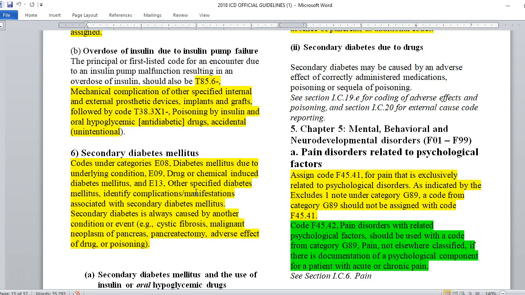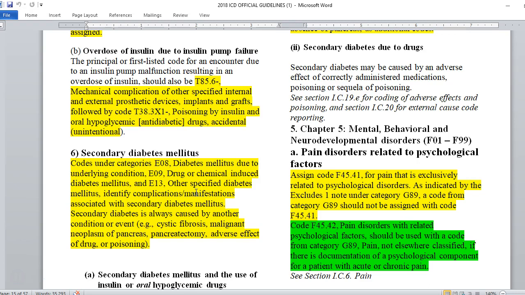Now, it goes on to tell us, and we looked at these already, codes under categories E08, diabetes mellitus due to an underlying condition, E09, drug or chemical-induced diabetes mellitus, and E13, other specified diabetes mellitus, identify complications, manifestations associated with secondary diabetes mellitus. Secondary diabetes is always caused by another condition or event, such as cystic fibrosis, malignant neoplasm of the pancreas, pancreatectomy, or an adverse effect of drug or poisoning.